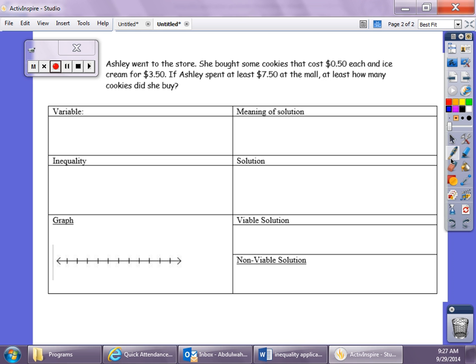So when we read this question, we need to determine a variable. So we can either use x, or maybe we'll say we're going to choose c here. So if we choose C, that's going to be the number of cookies. So now we know that our variable is C, our number of cookies. I'll wait a second and let you write that down.